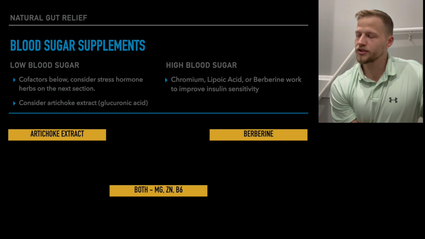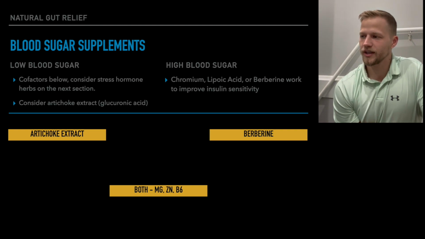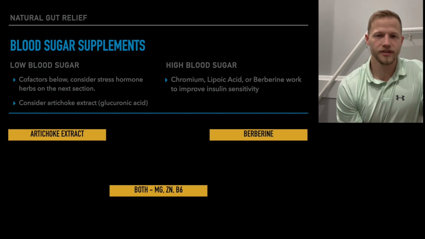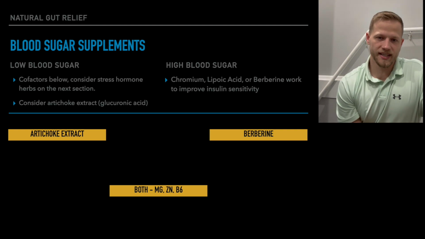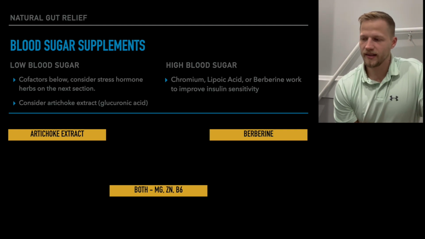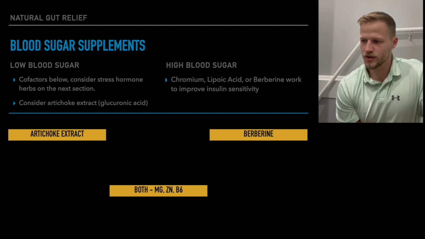As far as the high blood sugar stuff, a very common nutrient that I put people on is berberine, but chromium and lipoic acid also help to improve insulin sensitivity. The advantage to berberine is that it reduces interleukin-6, which is a chronic inflammatory cytokine. So it's anti-inflammatory.